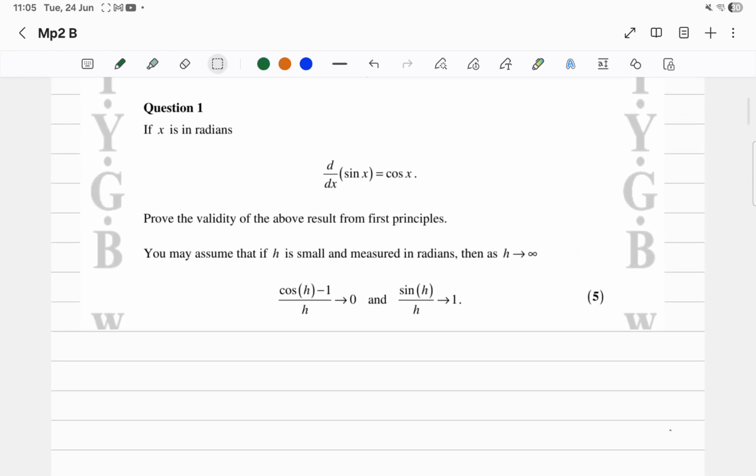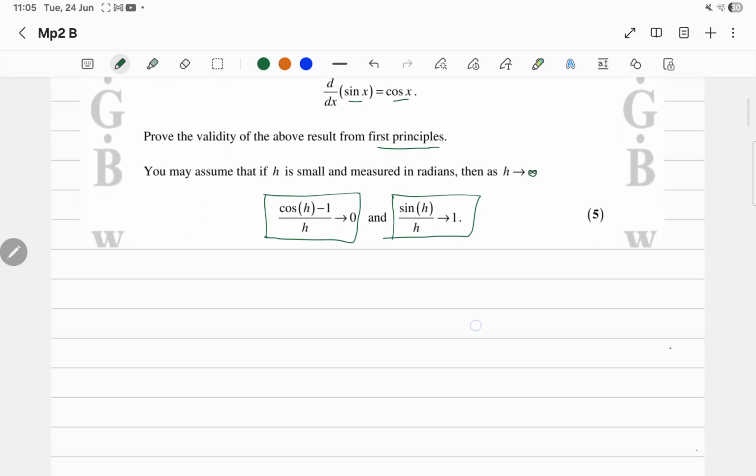Okay, question number 1 is: if x is in radians and the derivative of sine x equals cos x, prove the validity of the above result from first principles. You may assume that if h is small and measured in radians, then as h tends to 0, (cos h minus 1) over h tends to 0 and sine h over h tends to 1. So we can use these two results in our proof.